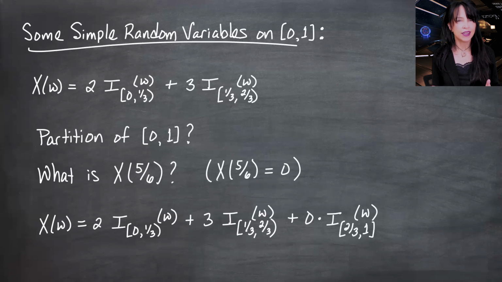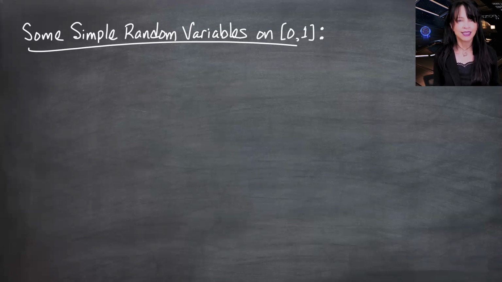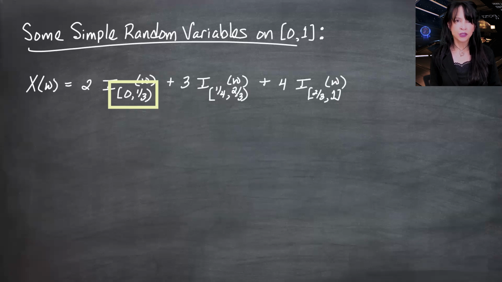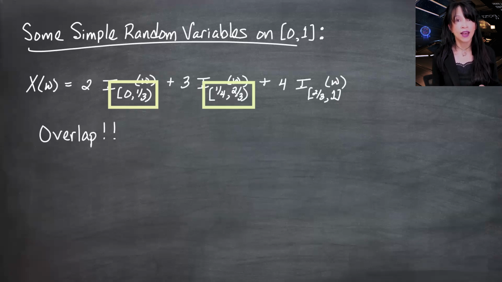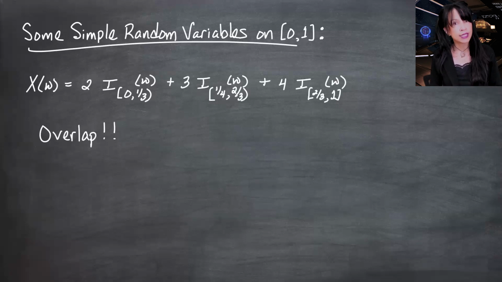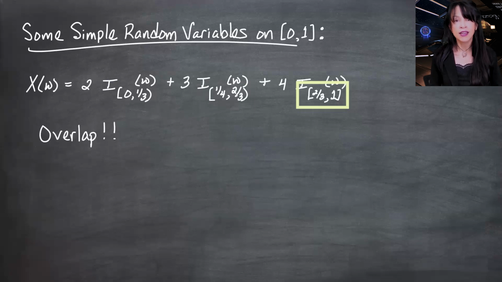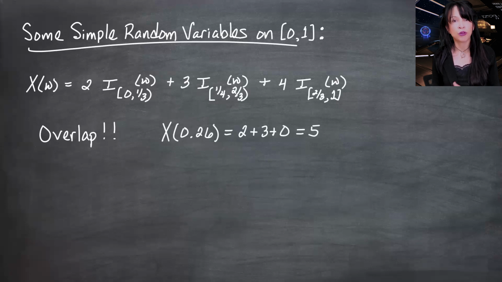Let's look at something even maybe a little more complicated. Consider this random variable. Now what I have going on right here, this interval and this interval have overlap, but this is okay. We can still make sense of this random variable. For example, if I plugged in the number 0.26, just a little bit above 1/4, but still below 1/3, that's going to be in this interval and this interval. So when you plug it in, both of these indicators turn on and this one turns off. So you end up with 2 times 1 plus 3 times 1, or 5.